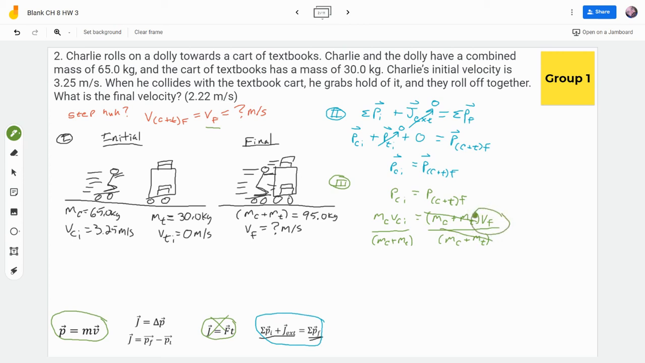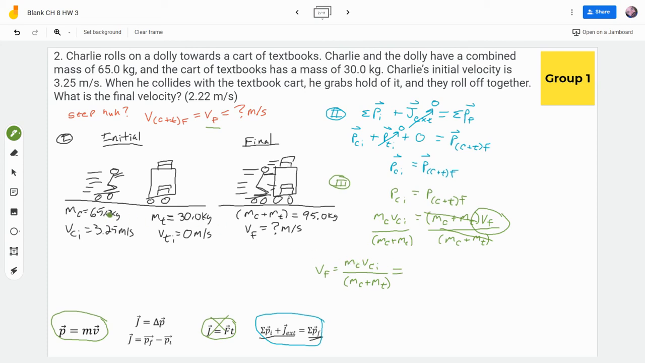So I'm going to rewrite this, and I'm going to switch left and right. And that's going to give me V final is equal to mass of Charlie, velocity of Charlie initial, divided by, in parentheses, mass of Charlie plus mass of textbooks. And we know what all of these numbers are, so we've just got to plug them in correctly.